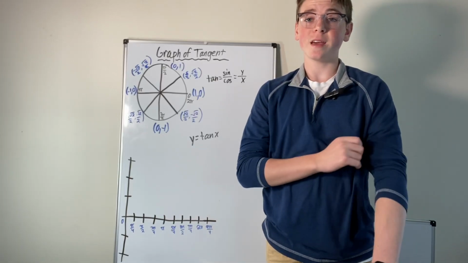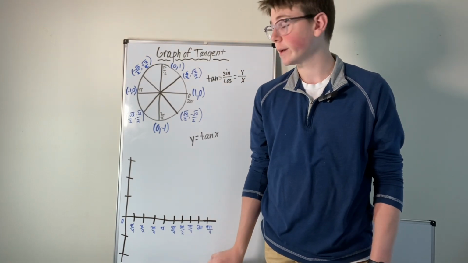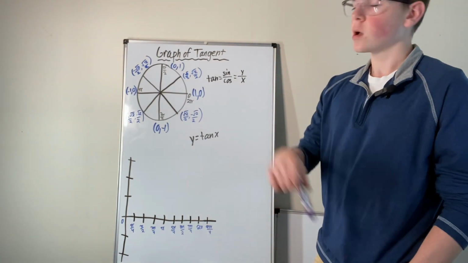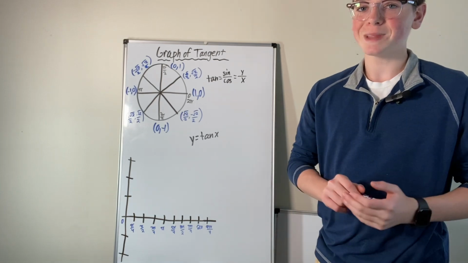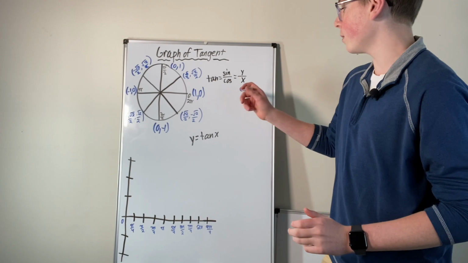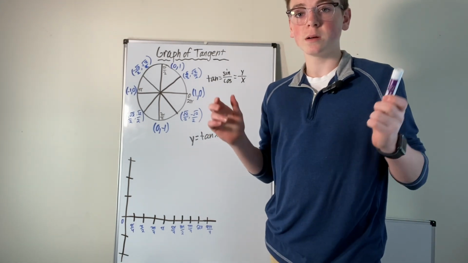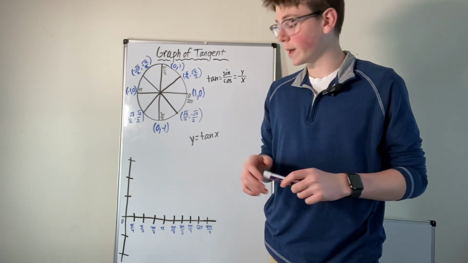I am Xavier Smith, and today I'm going to teach you how to graph tangent. Now, let's start. First, we have our unit circle. Second, let's see what tangent is. Tangent is sine over cosine, which is the same thing as saying y over x. So let's get started. Let's go around the unit circle all the way to 2 pi.